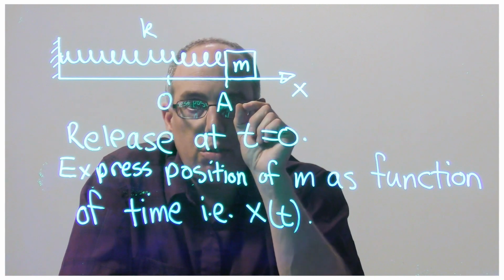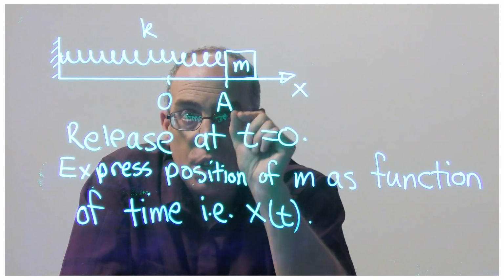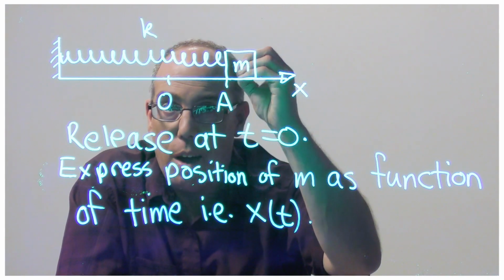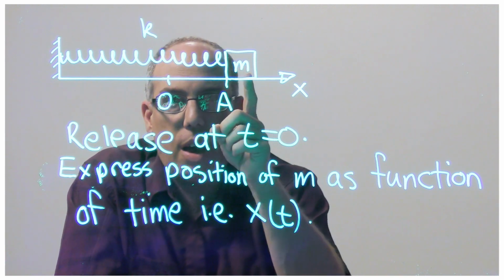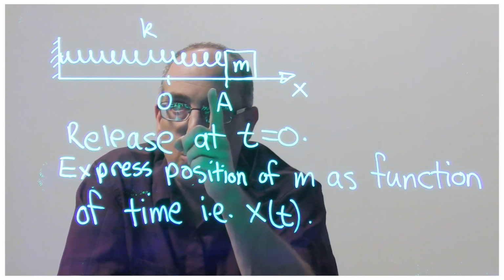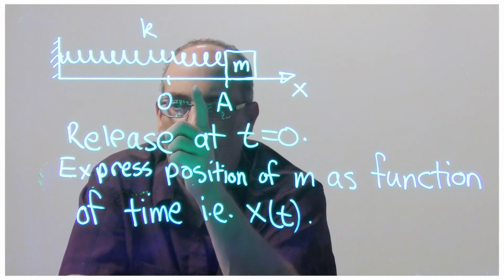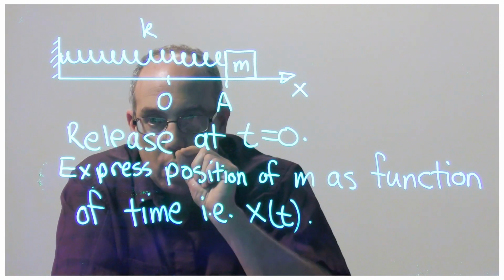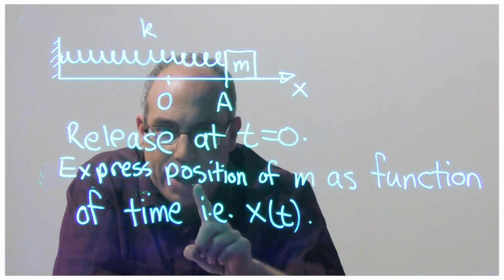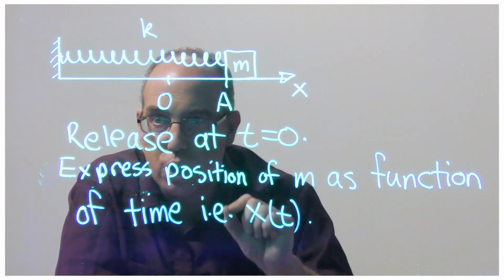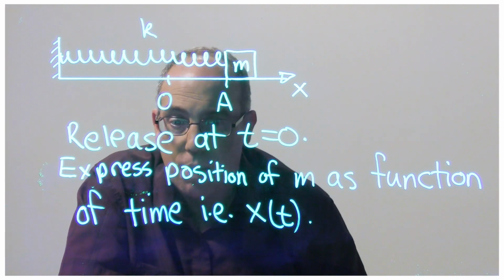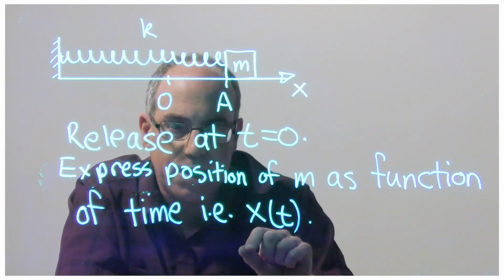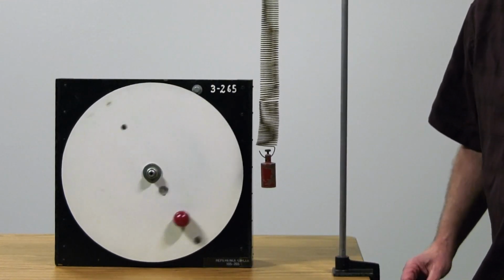What I would like to be able to do now is to predict the position of the mass at any time I'd like. If I am releasing the mass from x equals a at time equals 0, I would now like to know where will the mass be at time equals 1 second, where will the mass be at time 2 seconds, where will the mass be at time 3 seconds, and so forth. In other words, I would like to express the position of the mass as a function of time. I'm looking for a function x of t, which will tell me where the mass is at any particular time. We're going to solve that problem using a trick.